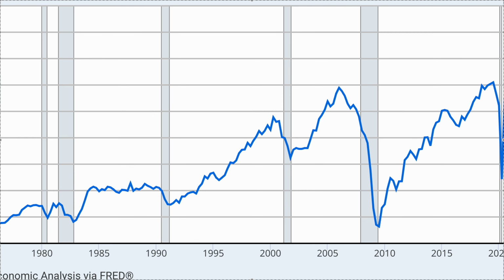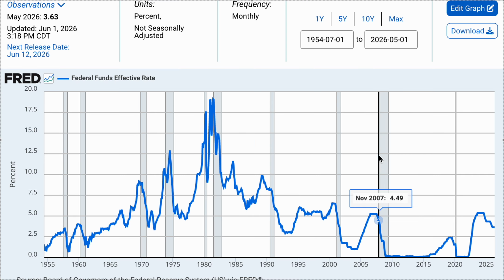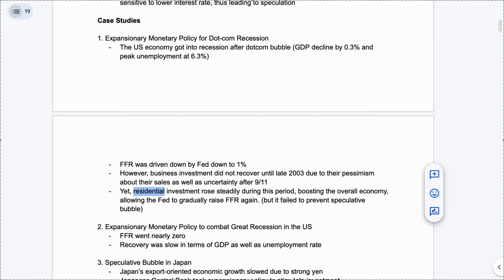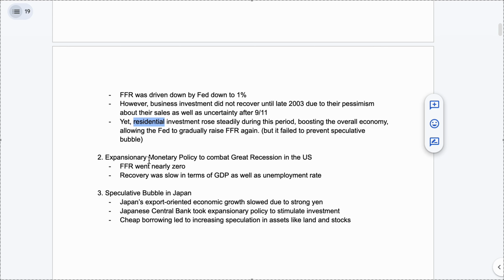And the Federal Reserve was raising the interest rate quite gradually, which is evidence that the economy was booming a bit. So they were like, okay, maybe we don't have to keep the extremely low interest rate anymore. So maybe it was effective to a certain extent. However, the type of investment was residential investment, and it led to a speculative bubble. Even the gradual federal funds rate increase couldn't prevent the speculative bubble.